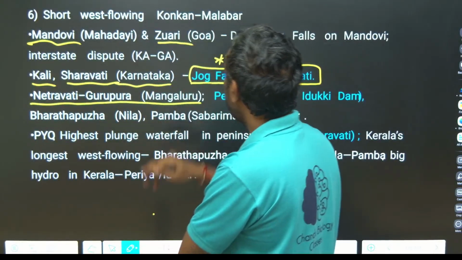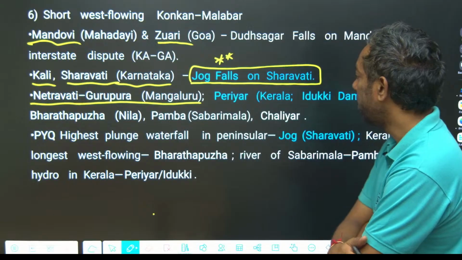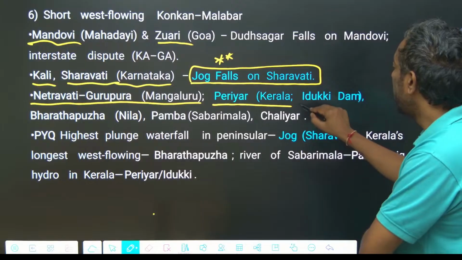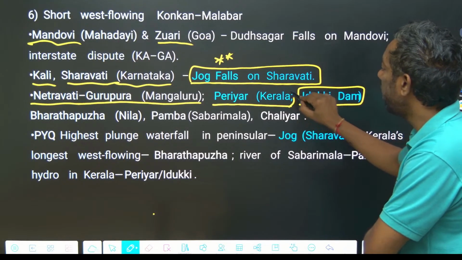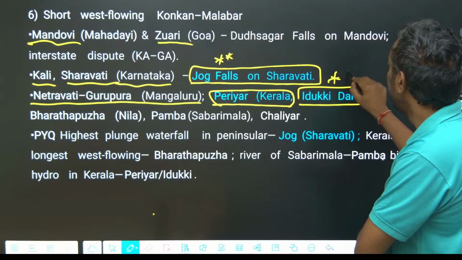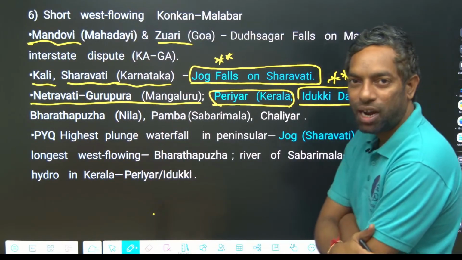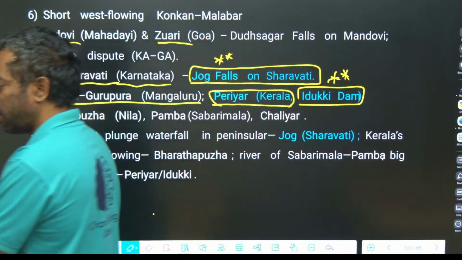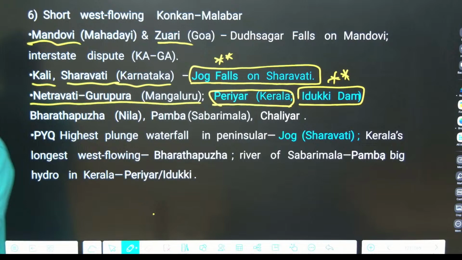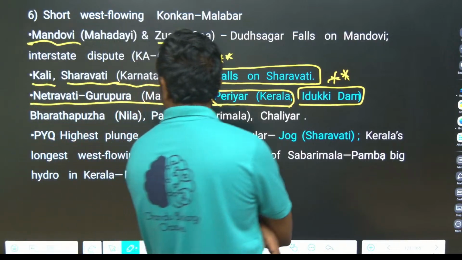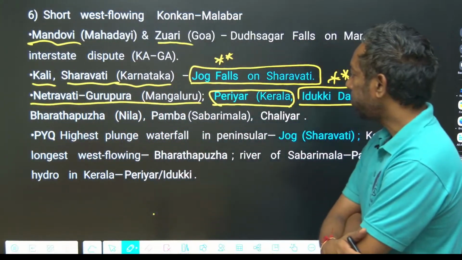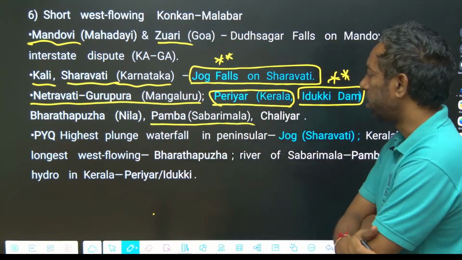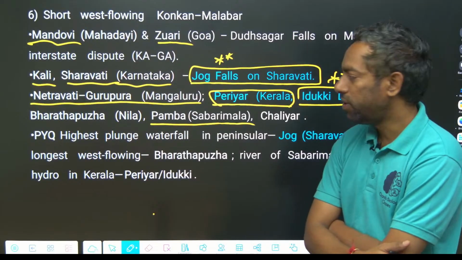Gurupura, Mangalore also one of the west flowing rivers. Periyar, Kerala also one of the west flowing rivers. Idukki Dam is there in the Periyar river, guys. This is important. There is a dispute between Tamil Nadu and Kerala over Idukki Dam, on river Periyar. And Pamba river, Sabarimala, Pamba river. These are the west flowing rivers, guys.